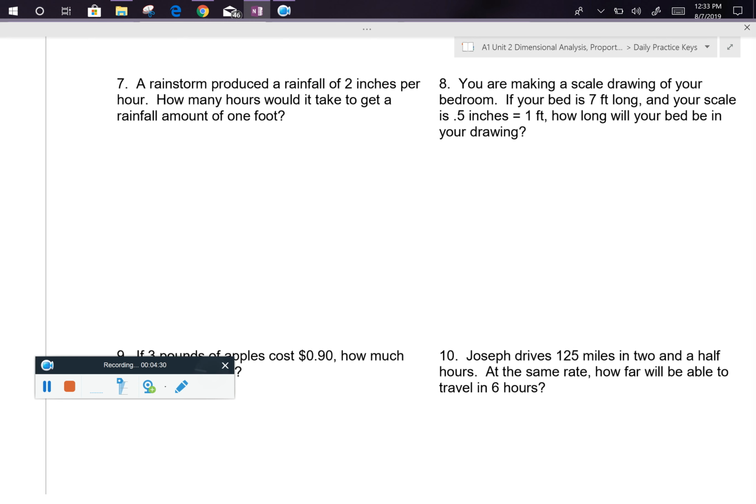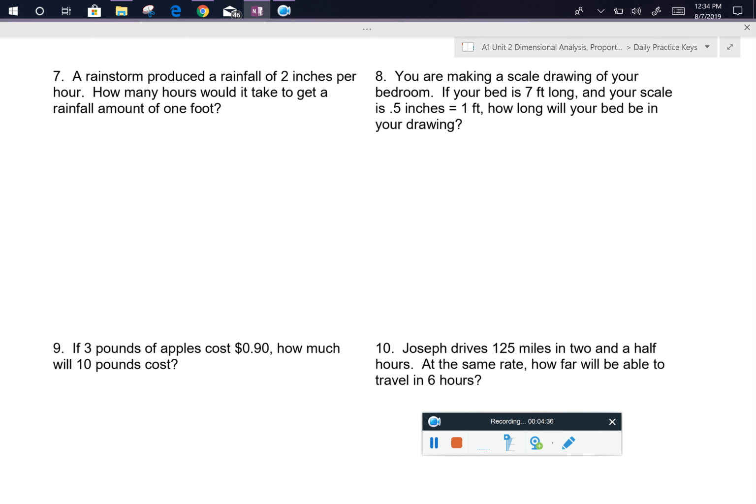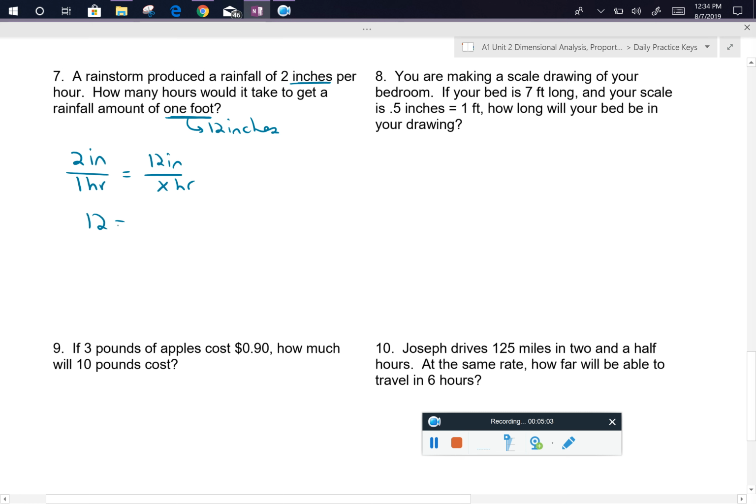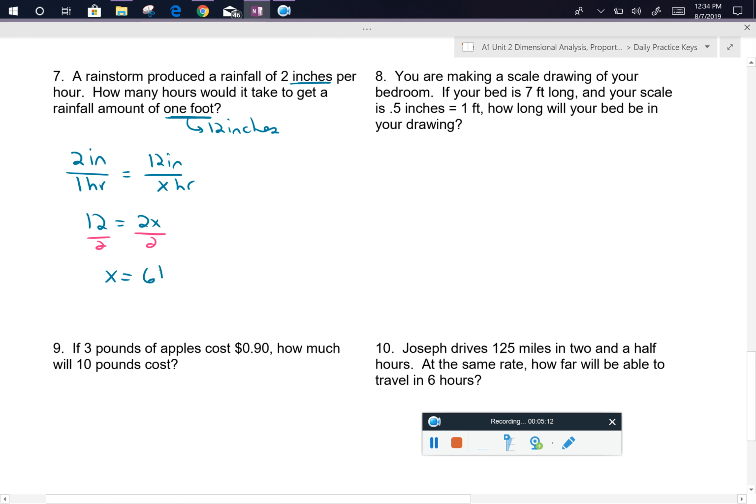A rainstorm produced a rainfall of 2 inches per hour. How many hours would it take to get a rainfall amount of 1 foot? Now we need to be careful here because we have 2 inches per hour and then we're talking about 1 foot. So remember, 1 foot is 12 inches. So if we have 2 inches per 1 hour, we want to get 12 inches, and we don't know how many hours. Cross multiplying, we see that 12 equals 2x. And of course, if we divide both sides by 2, we have that x is going to be 6 hours.